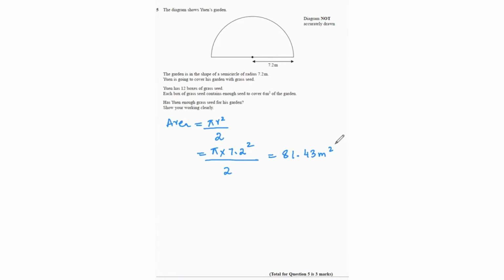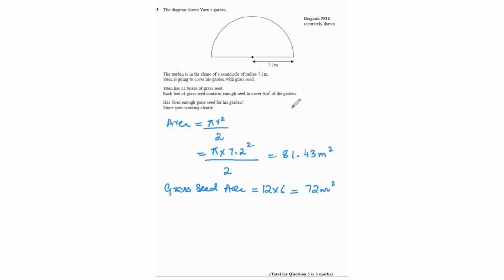Now it says that Yoon has 12 boxes of grass seed and each box contains enough seed to cover 6 meters square. So grass seed area is going to be 12 times 6 because if one box can cover 6 meters square, 12 boxes can cover 72 meters square.